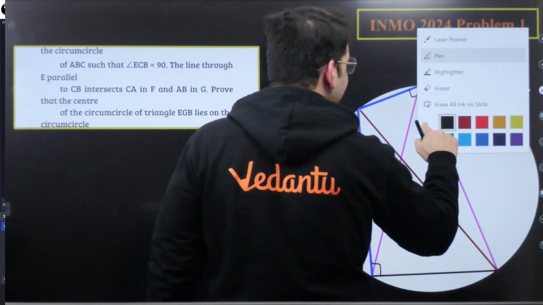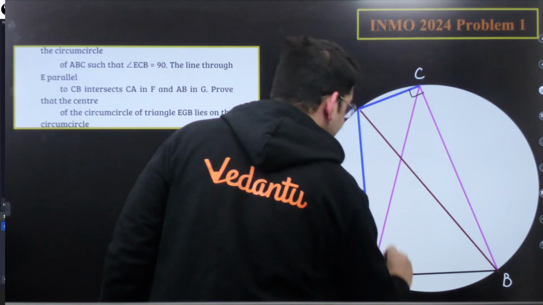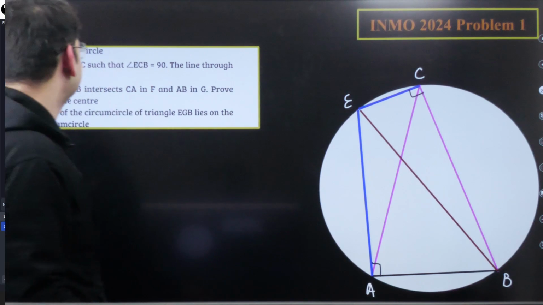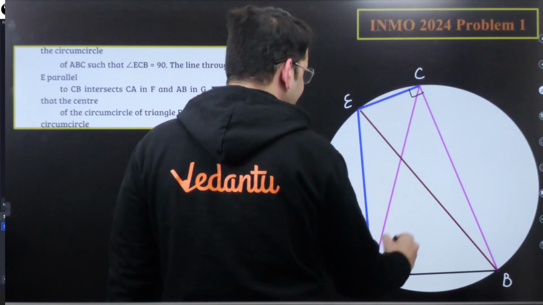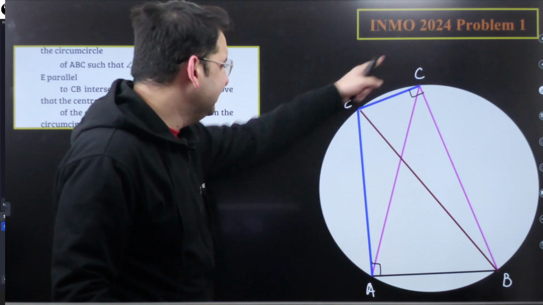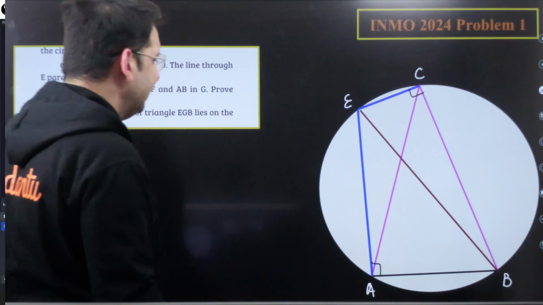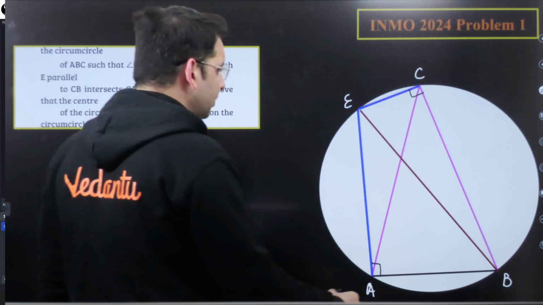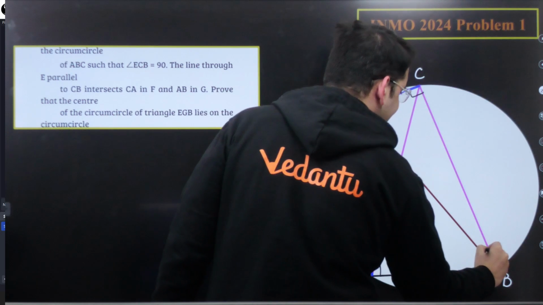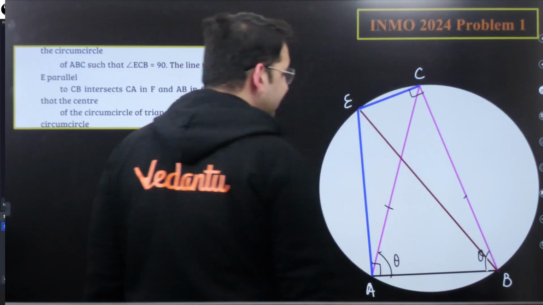So clearly, let me mark the points again. C, this is B, this is A, this is E. ECB is 90 degrees. Of course, this is 90 because ECBA is also cyclic, so this is 90, this is 90. Otherwise, EB is clearly the diameter. So this angle, if we use it, is equal to theta. This angle is also equal to theta because these two lengths are equal.